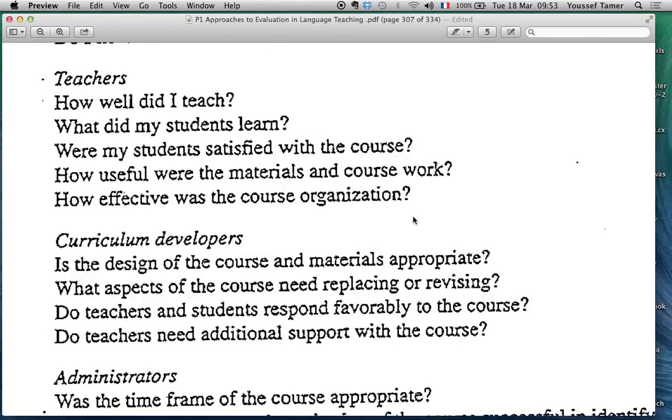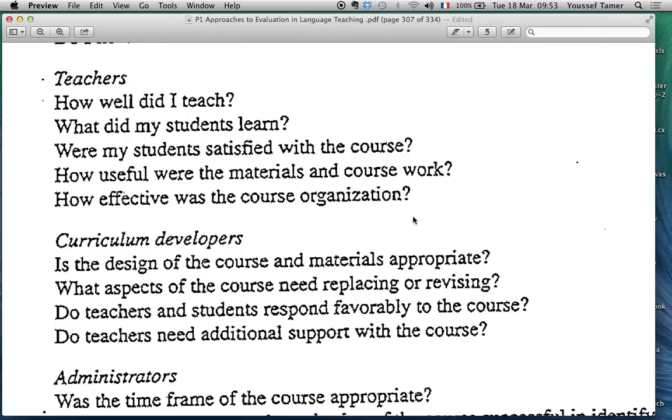Teachers. How well did I teach? And as I told you, there are some checklists that I share with you concerning teacher evaluation. How well did I teach? What did my students learn? Were my students satisfied with the course? How useful were the materials and course work? How effective was the course organization?